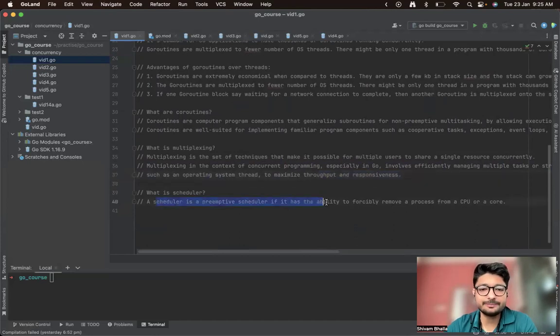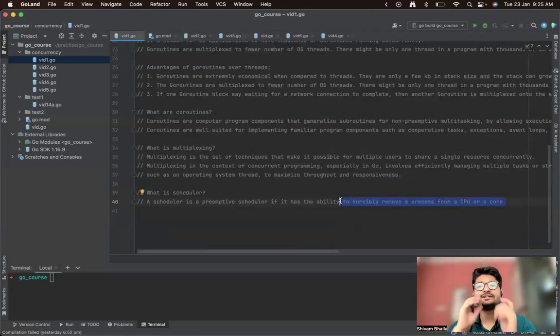And what is a scheduler? A scheduler is a preemptive scheduler if it has the ability to forcibly remove operations from a CPU or a core. So the scheduler gives a chance to the different OS threads to run, decides which one to run, and then eventually which goroutines will be running on that. It has the ability to put a process on a CPU core, so that the process gets a chance, then eventually the OS thread gets a chance, and eventually the goroutine gets a chance.